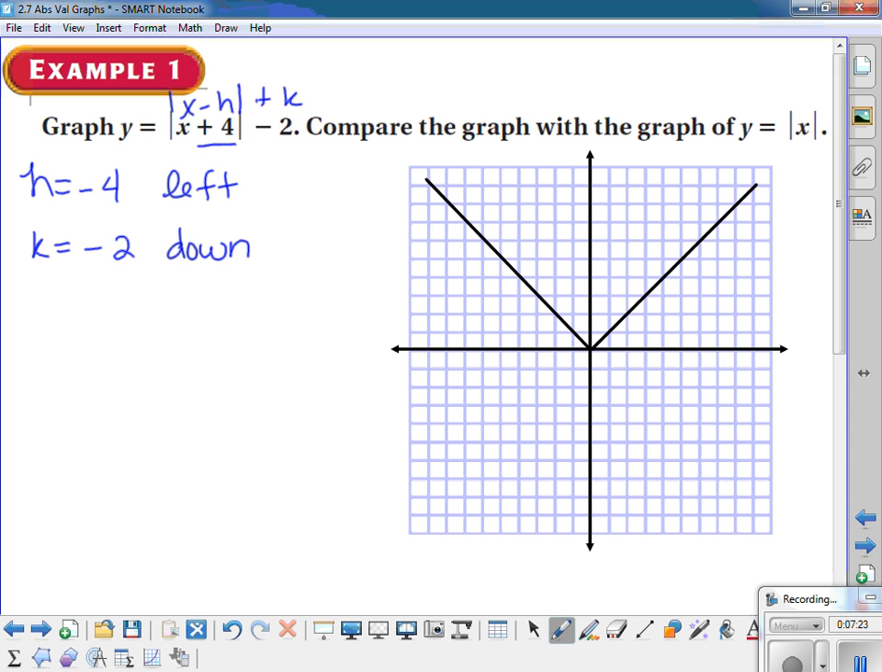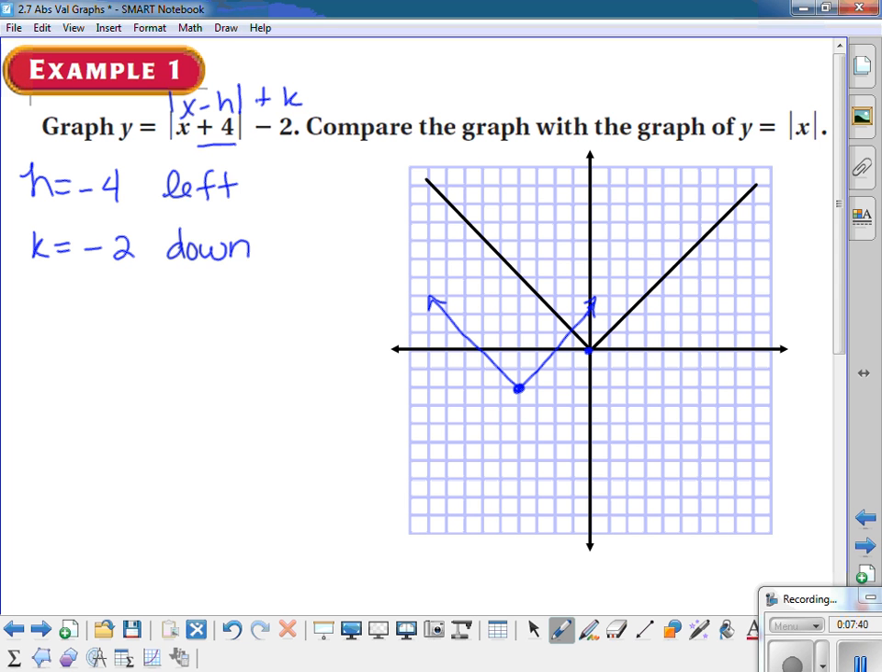All right, so I start at 0, 0, where the parent graph was. I go to the left 4 and down 2, so here is my new vertex. And then just up 1 over 1, up 1 over 1, and then the opposite over here. And that's my new graph.